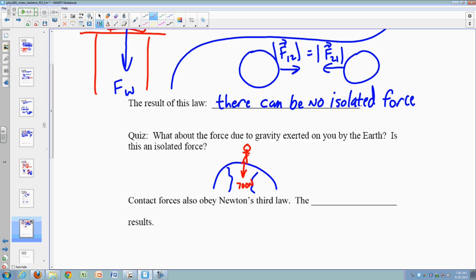Okay, well that's a separate set of forces, right? Between the Earth and the Moon. I guess if it was isolated, we couldn't stand up, we couldn't support ourselves.